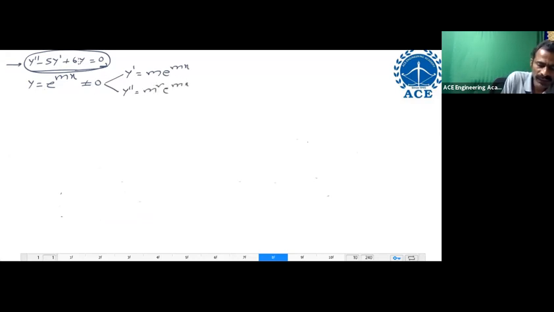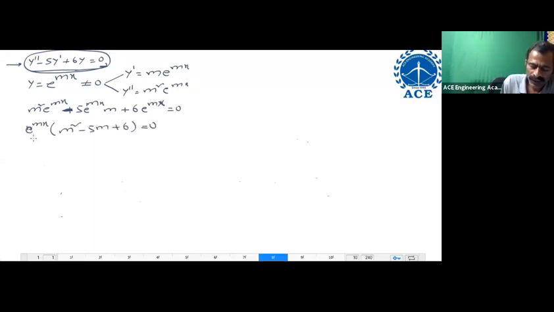Substituting all this into the equation, it becomes m square e power mx minus 5 m e power mx plus 6 e power mx equal to 0. From every term, e power mx is common: e power mx into (m square minus 5m plus 6) equal to 0. So the product of two terms is 0 here. Either one is 0, or both are 0, but the exponential is never 0, according to our assumption, and we already know that. So this factor should be 0 only.